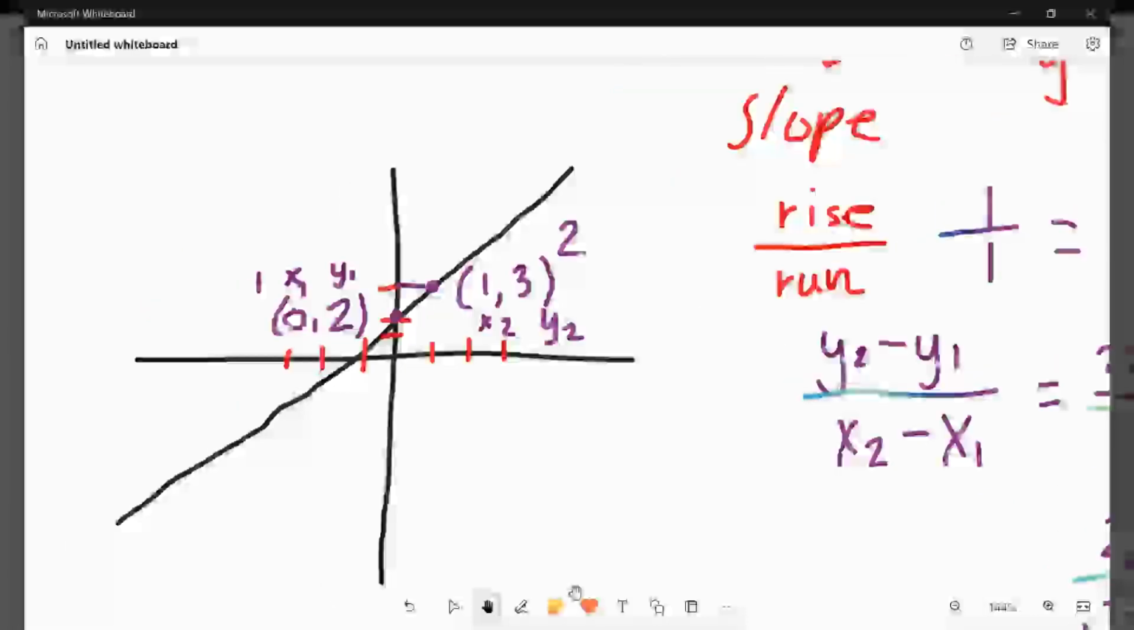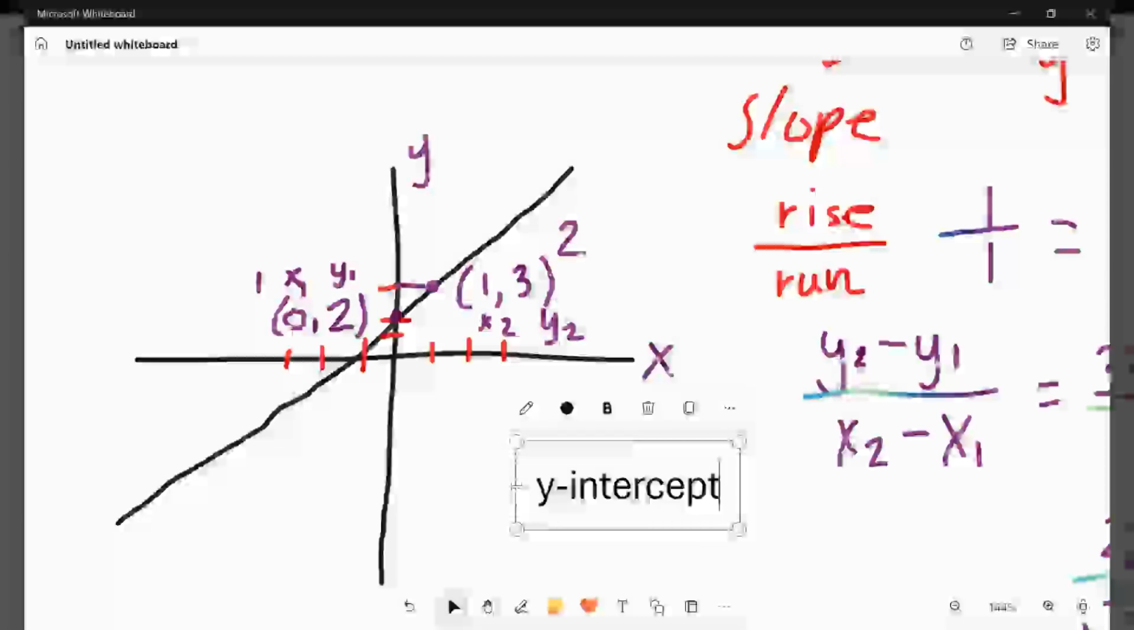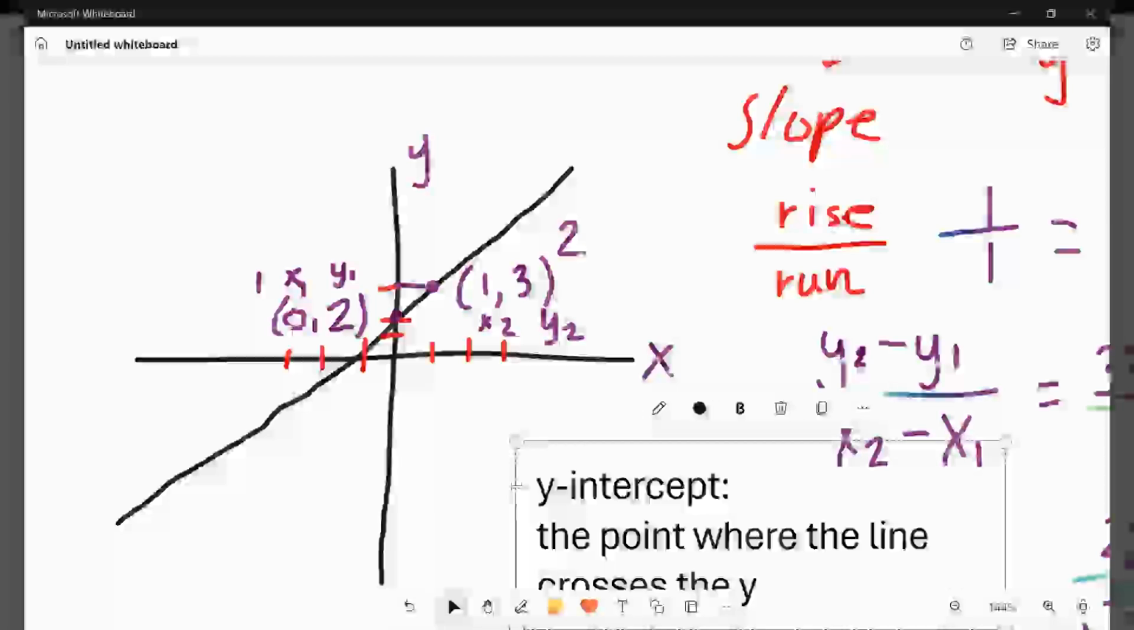So on our graph, we see that we have, this is the y-axis, right? We have the y here and the x here. So the y-axis goes up and down, just like the length of y. That's how I always remember it, right? The long y goes up and down. And the y-intercept, what we refer to as the y-intercept, is the point where the line crosses the y-axis.